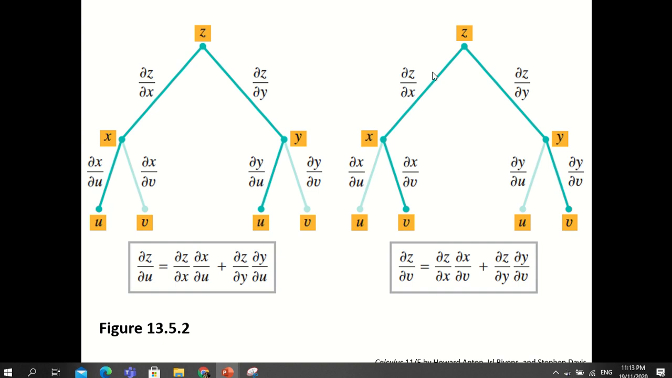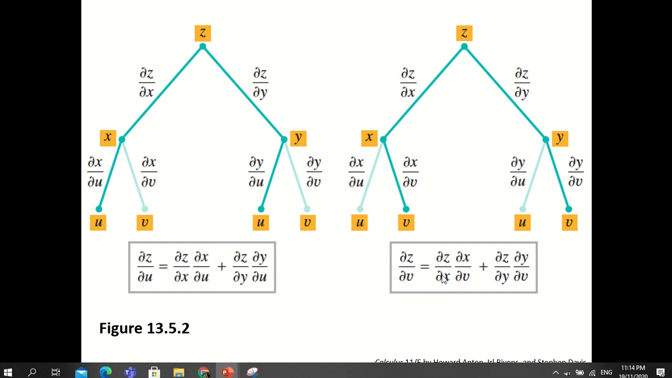So take note that we are considering this with respect to u. Now we do the same process, but this time we have the partial derivative of z with respect to v. In other words, you have to consider this one with respect to v, whereas a while ago we used u. So the formula is: the partial derivative of z with respect to v is equal to the partial derivative of z with respect to x times the partial derivative of x with respect to v, plus the partial derivative of z with respect to y times the partial derivative of y with respect to v. To help us remember, you don't need to memorize this, you just need to know how to use it.